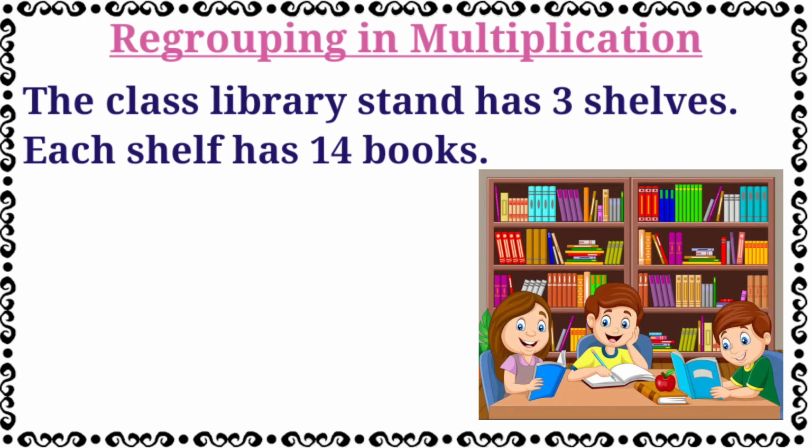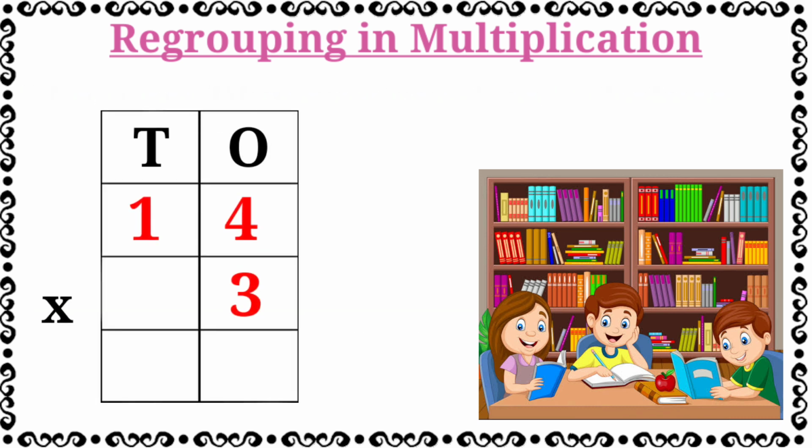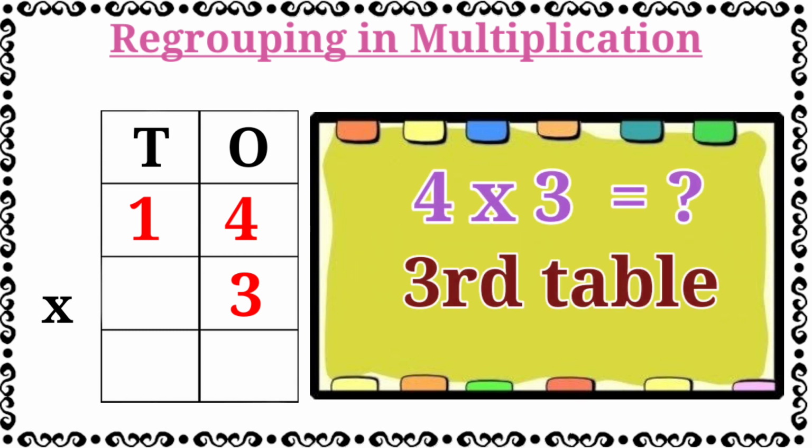The class library stand has 3 shelves. Each shelf has 14 books. The question is, how many books are in the class library? We know that first we will write the given numbers in their correct places and then multiply the ones column. 4 into 3. Now which table can we use for this sum? Third table. Very good. Tell it now.